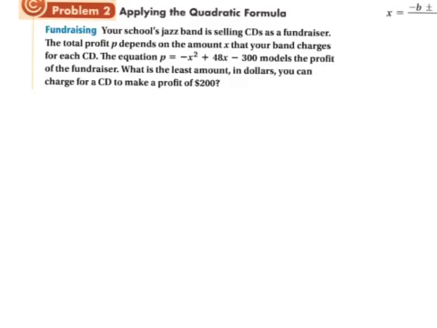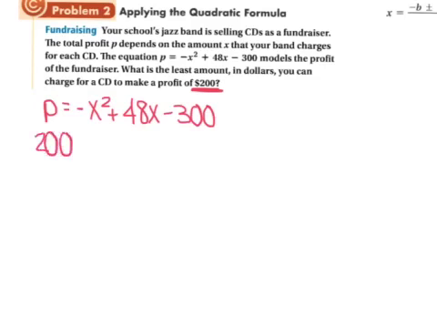So we want our profit to be 200, and we know that our equation is P equals negative x squared plus 48x minus 300. What can I fill in here? What do I know about this equation? Jess? You want the profit to be 200? Exactly. So replace P with 200. I have a quadratic, I need to solve it.